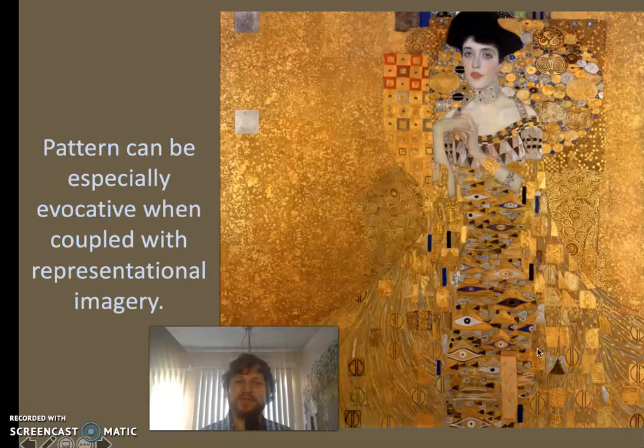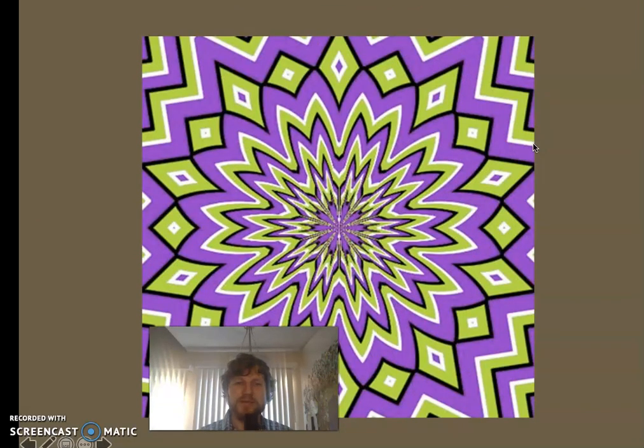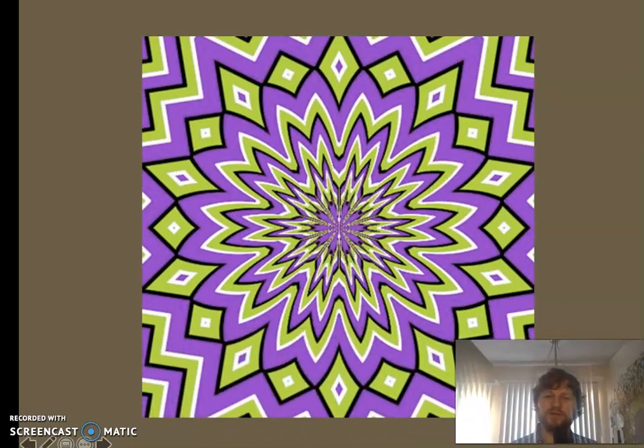This is another example of that. So this is Gustav Klimt, and in this case, this pattern sets up something and then he paints a semi-realistic portrait into it. Some patterns can look like videos or GIFs, but it's just because your eye is doing saccades around, so it becomes an optical illusion.